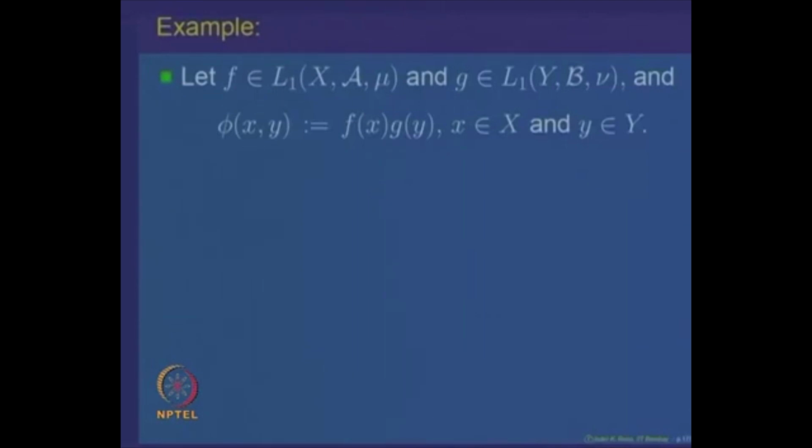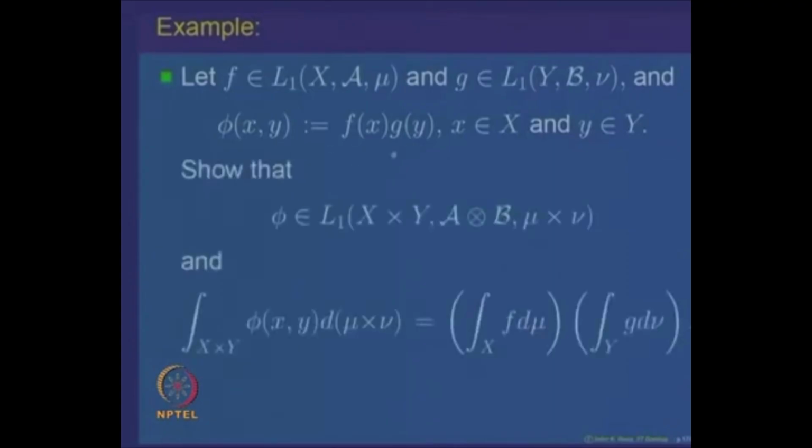We want to prove that if f is an integrable function on (X, A, mu) and g is another integrable function on (Y, B, nu), then look at the product of the two functions f(x) and g(y). So, phi(x, y) is equal to f(x) into g(y). The claim is that this function is integrable and its integral is equal to the integral of f into the integral of g. So, let us show this as a simple application of Fubini's theorem.